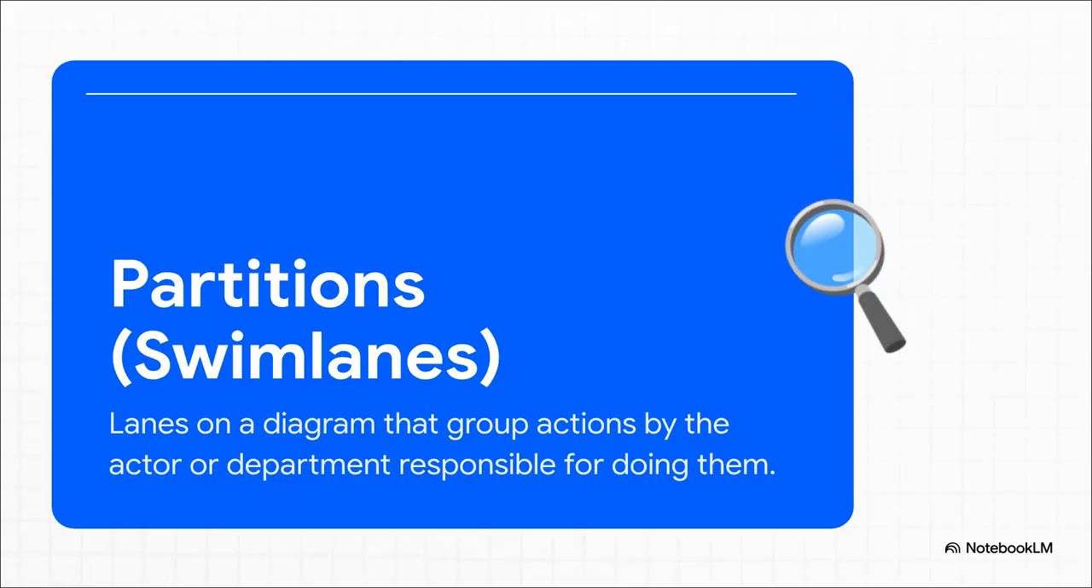We do this with something called partitions, but honestly, everyone just calls them swim lanes. And that's exactly what they look like. You draw lanes across your diagram, and each lane belongs to a specific person, a department, or even an automated system.